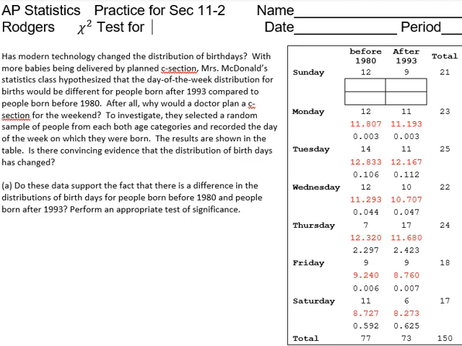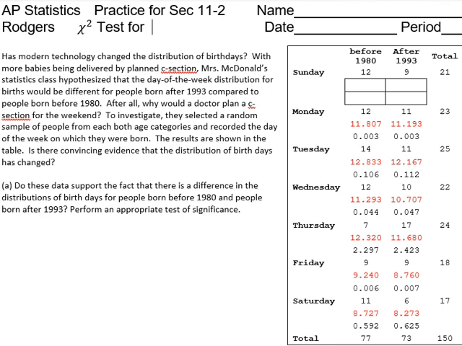So to investigate, they select a random sample of people from both age categories, earlier or later, and recorded the day of the week on which they were born. The results are shown in the table here at the right. Is there convincing evidence that the distribution of birthdays has changed? In other words, do these data support the fact that there is a difference in the distribution of birth dates for people born before 1980 and people born after 1993? Perform an appropriate test of significance.